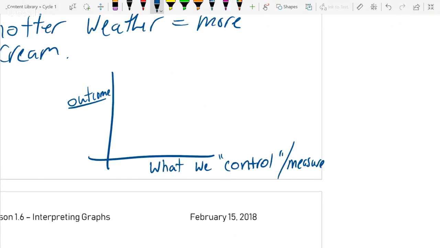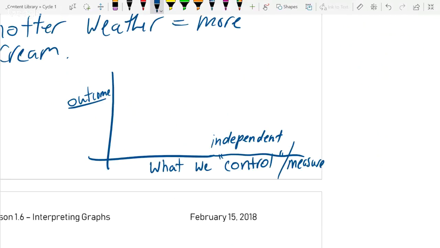Does that make sense? So in this case, when we say what we control, obviously we don't control the weather, but what we're saying is that the weather is in control of our sales, not that our sales are in control of the weather. Does that make sense? Right? And the science-y term for that is we call this one the independent variable. In other words, the weather is independent of us.